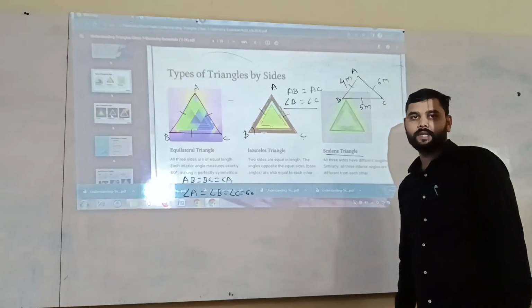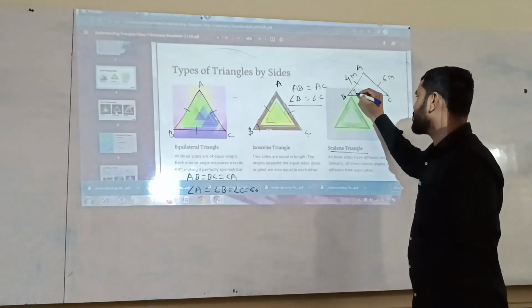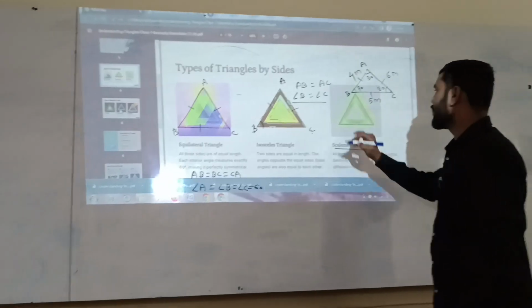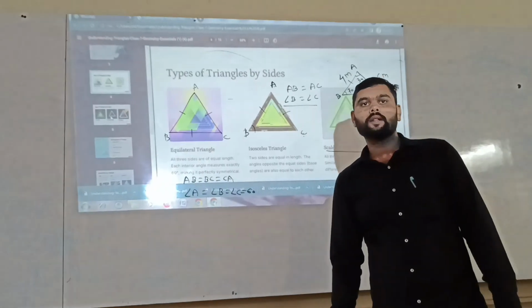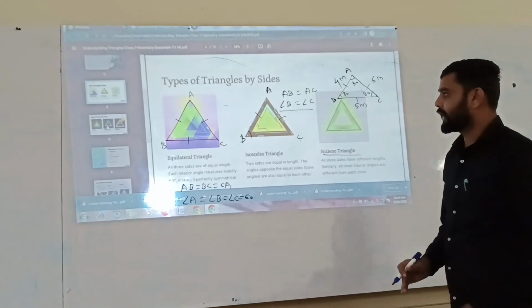All three measurements are different, and all the angles are also different. For example, this angle is 70 degrees, this angle is 30 degrees, and this angle is 80 degrees. So all the three sides and all angles are different in measurement. This triangle is called a scalene triangle.